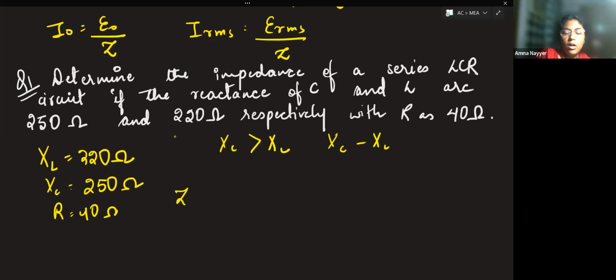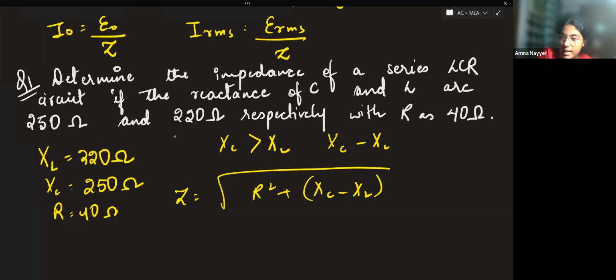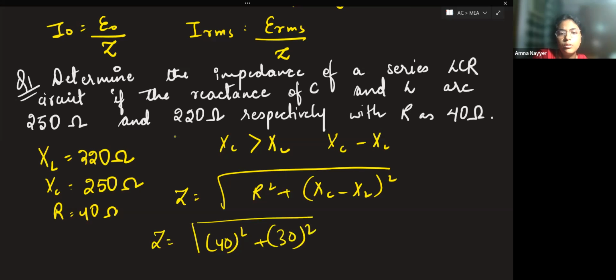So XC minus XL will be used. All right. So Z, which is equal to under root R square, will be now XC minus XL whole square. So Z will be equal to 40 square plus, this becomes 250 minus 220, 30. 30 whole square, so Z is equal to 50 ohms. All right. Note this down. One more numerical we'll do on this.